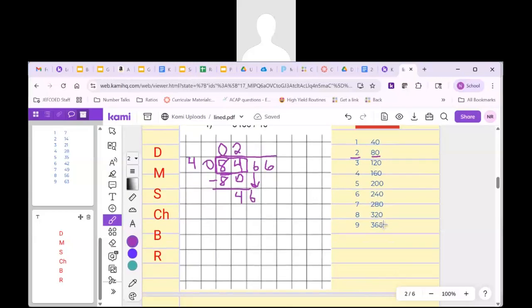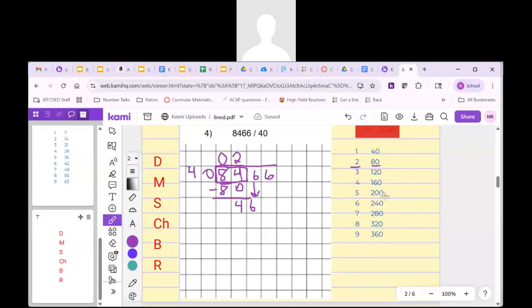Well, when I check my fact box, there is no 46. 80 is way too much. So I'm just going to have to do 40, which is just how many groups? 1. Okay, then we're going to multiply. 1 times 40 is 40. And we are going to subtract. 46 minus 40 is 6.